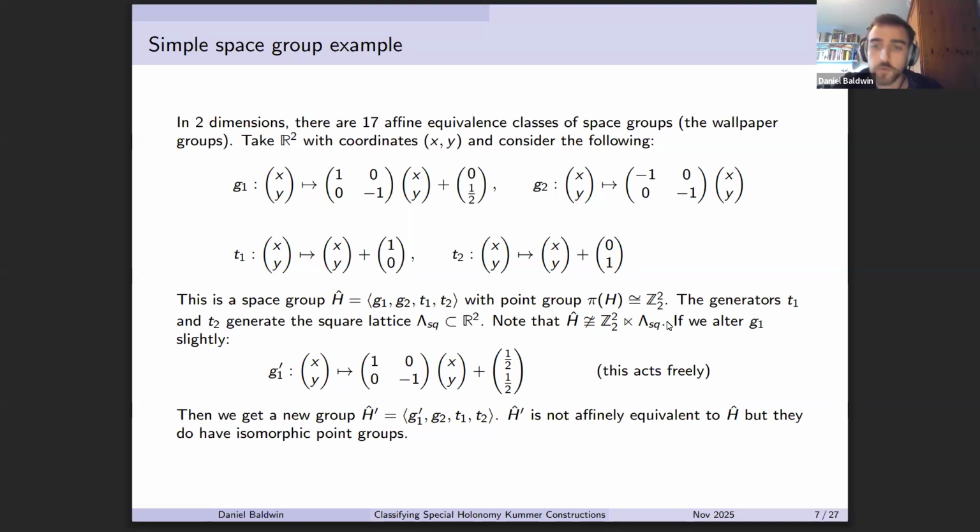So that's one example of a space group. And this clearly acts with fixed points. And so if we quotient R2 by this space group, we'll get some two-dimensional toroidal orbifold with some singularities.